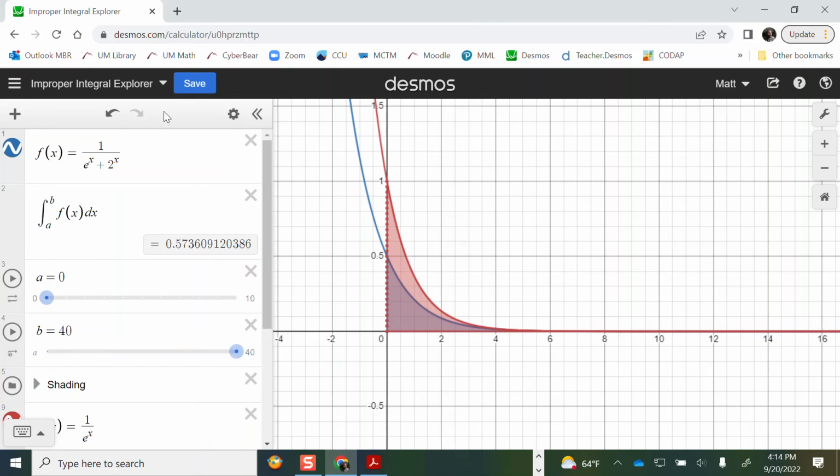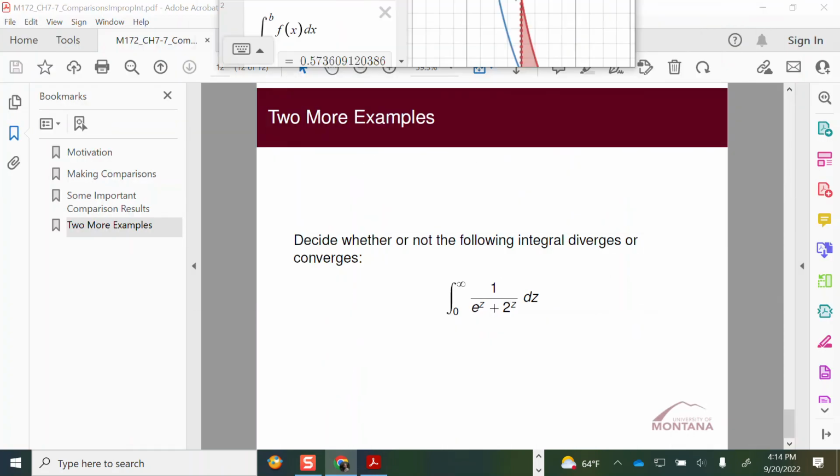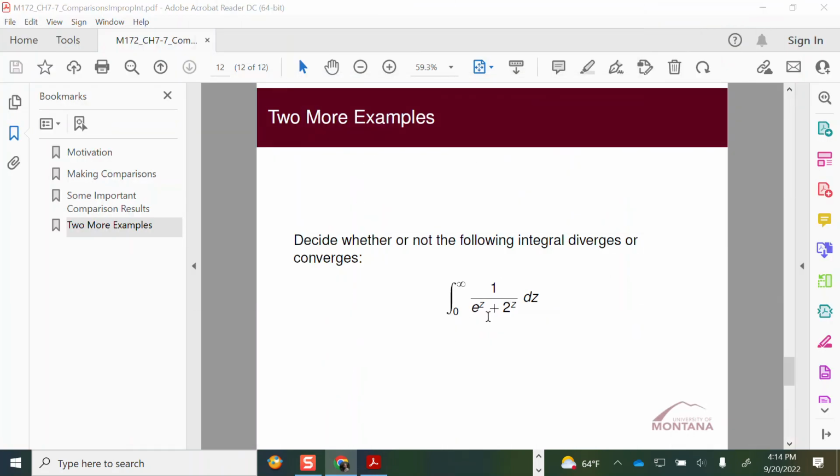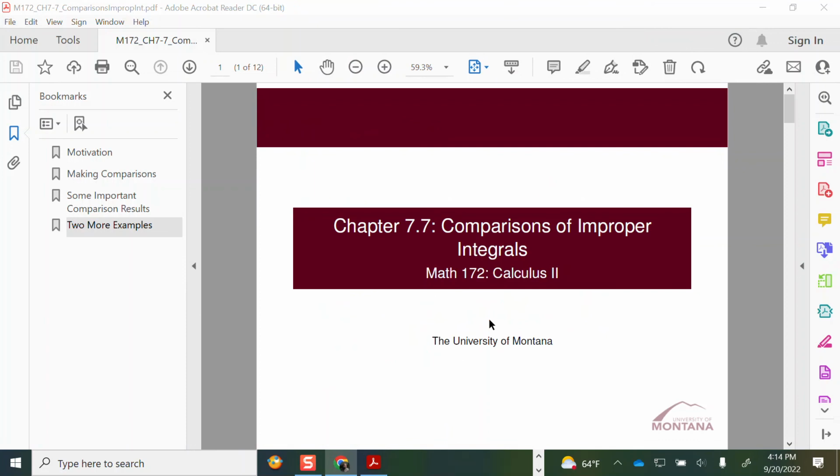All right, that's really all I have for you today. I hope that this gives you some new tools to think about making comparisons. Remember that the only thing we're after here is to decide whether or not something converges or diverges, and that can be more easily done by making comparisons to easier arguments in the integrand.